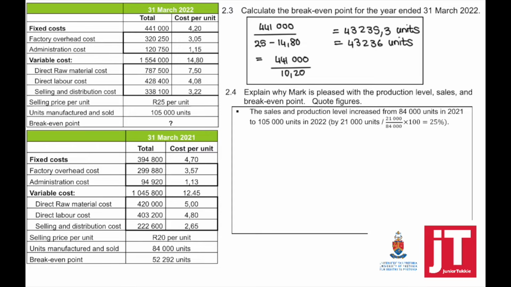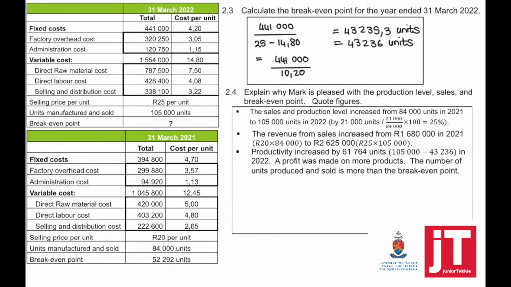And if you want to work out the percentages, you have to take 21,000 divided by 84,000 times 100. That equals 25%. If we look at the revenue from sales, it increased from 1,680,000 in 2021. So how do we get that figure? We have to take 84,000 units times 20 Rand. 2,625,000. And to get that, we take the number of units times the selling price per unit.